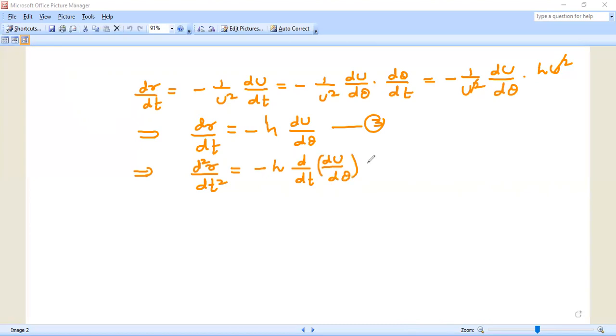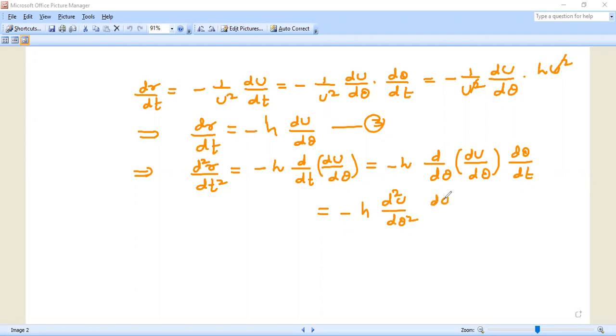Okay, that is equal to, rewriting this again after rearranging, minus h d by d theta into du by d theta into d theta by dt. We can write it like this. Okay, that is equal to minus h d by d theta of du by d theta, d square u by d theta square, right, into d theta by dt.